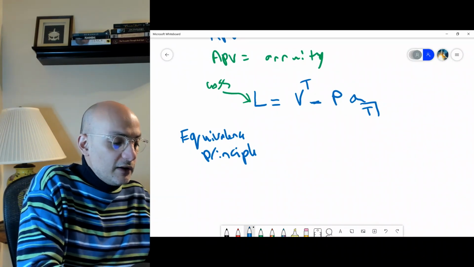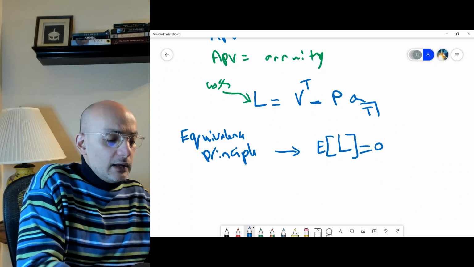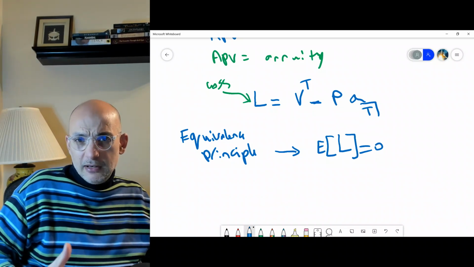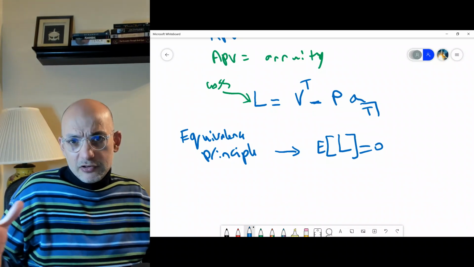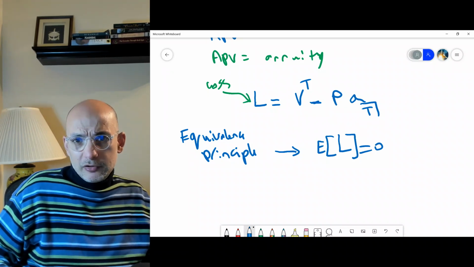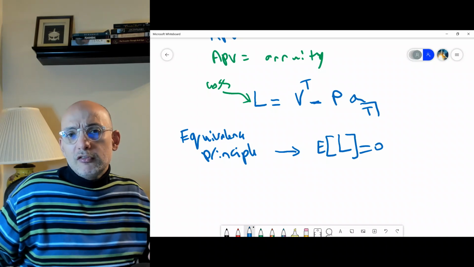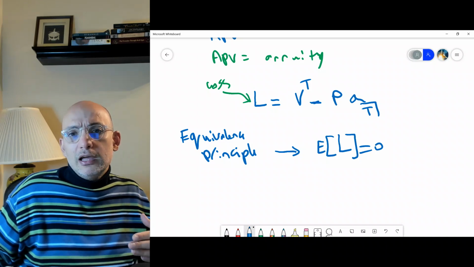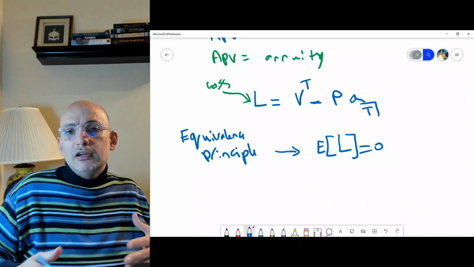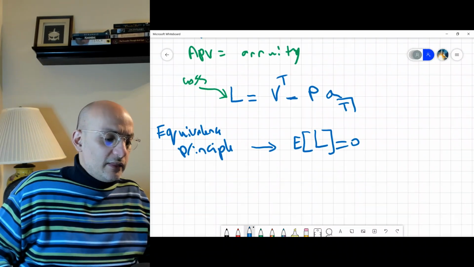The equivalence principle is: we look at making the expected value of L equal 0. And when we say the expected value of the loss L is 0, this is for a large number of insured persons. So for one individual person, it might make a loss or it might make a profit. But if you take a very large number, then with the equivalence principle we need to equate the expected loss to 0. Then we have an actuarially balanced system. So this is what we need to look at.